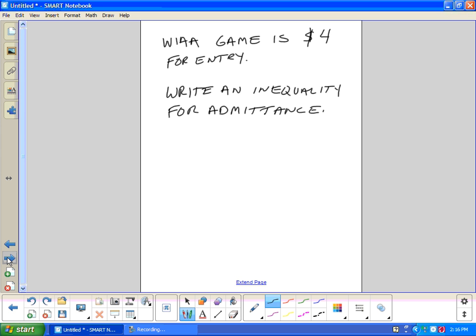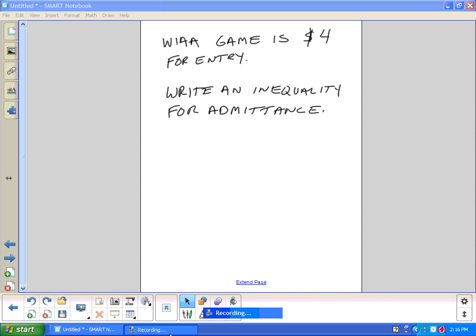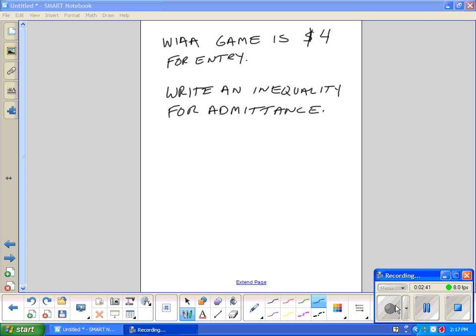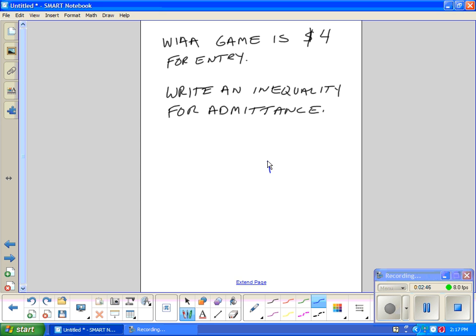So you guys, we just had a game, right? Playoff game, football and volleyball. The WIA game is $4 for entry. If you had to write an inequality for admittance to the game, could you write that on your desk? So, you got a game here. If I pick a variable, I'm going to call it W. You know why I call it W for me? Because that's my wallet. If I'm going to get into the game, how much money has to be in my wallet? $4 or more. So W has to be greater than or equal to $4.